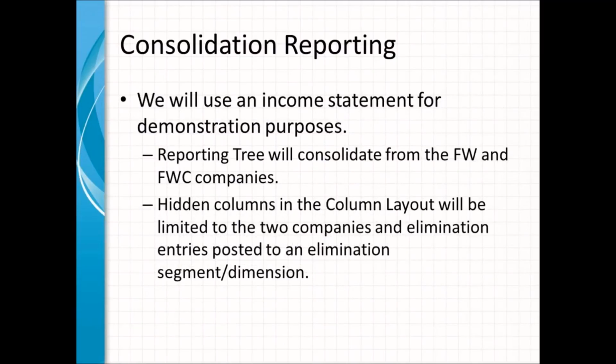We're going to be using an income statement for this demonstration. We will have a reporting tree that will consolidate balances from two companies that we have there. We'll be using the FW, the Fabricam company, and the FWC company, which is our Canadian company inside FRX. In our column layout, we're going to use hidden columns to pull back balances for the two separate companies, and also a column that will be hidden that will back out the elimination entries. And then a calculated column that takes the company balances, subtracts out the eliminations, and displays the results.